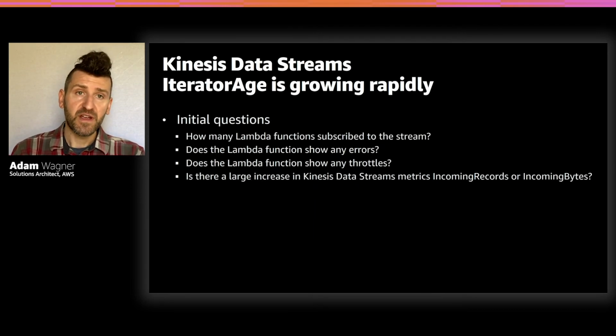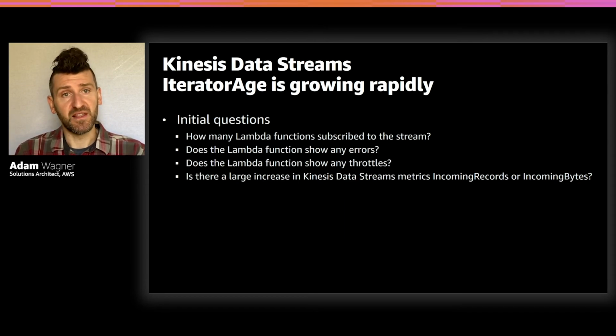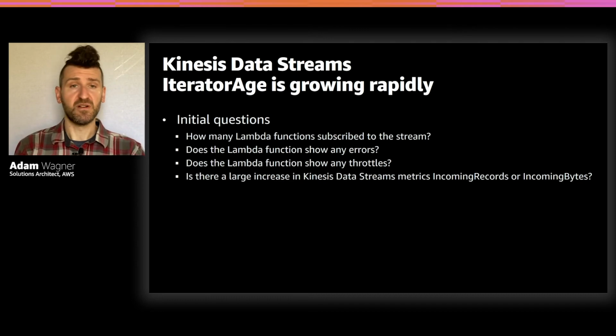So if your iterator age is growing rapidly on your Kinesis data stream, some of the things that you want to look at right off the bat: How many Lambdas are subscribed, right? Is it just 1 or 2? Fine. Is it 5? Is it 6? You might be approaching that limit of how many Lambda functions can be subscribed there, and they might be getting throttled and not keeping up with the stream as a result. Is your Lambda function throwing errors? Is your Lambda function throttling? Both of those could lead to getting further behind in iterator age. And then the front end of that: is there a burst of records coming into Kinesis data streams that you can see in the metrics?